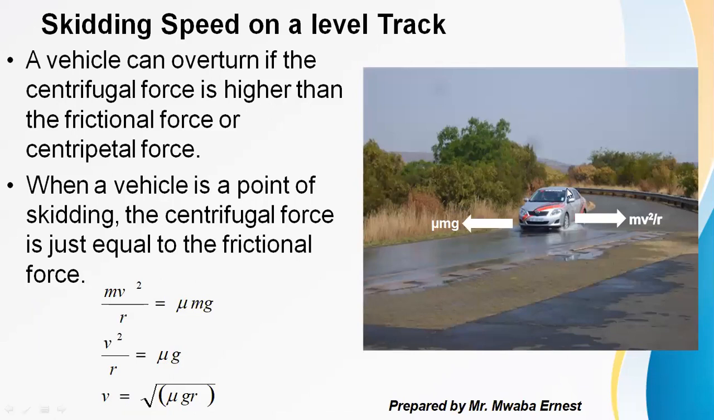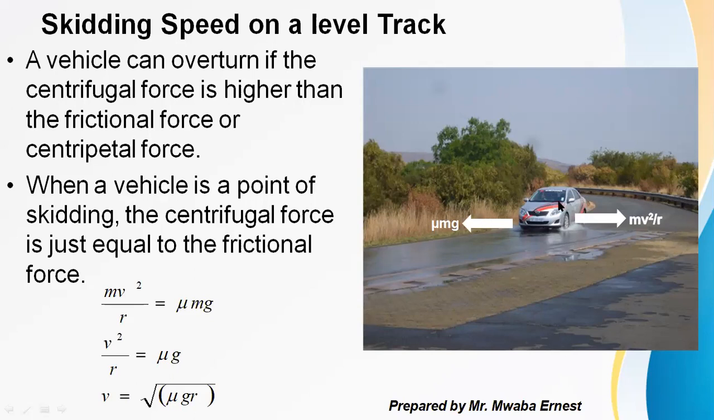So here's a typical example. You have this car which is negotiating this corner. We're discussing skidding speed on a level track. If the track is level, then what? It is negotiating this curve. This curve also has a radius, meaning from this vehicle up to the center of this circle, it being a circular path. So two main forces are at play. The one that is acting on the road wheels, pulling it towards the center so that it does not spin away, is the friction force.